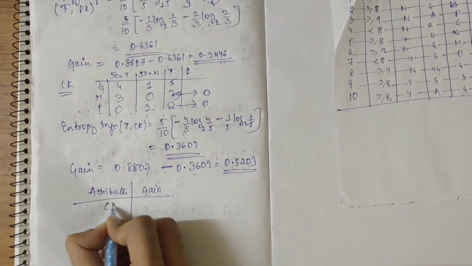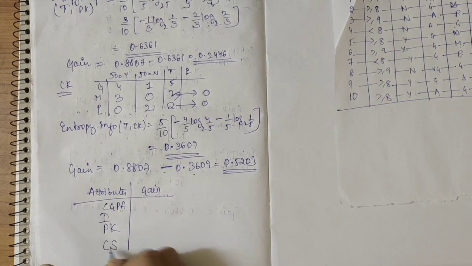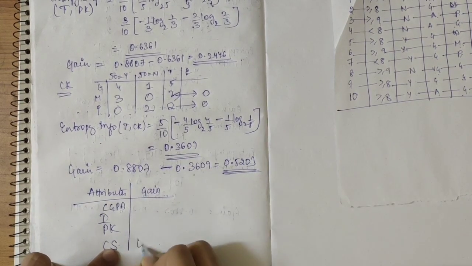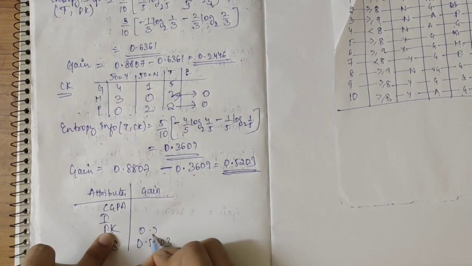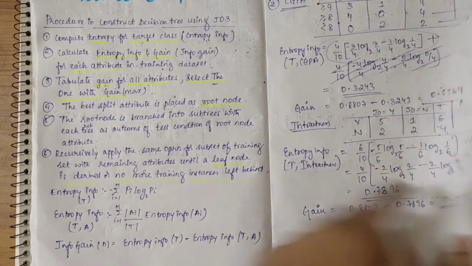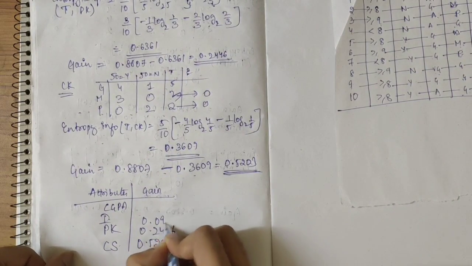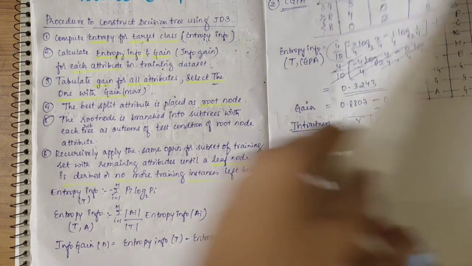The first attribute was CGPA, then I had interactiveness, then practical knowledge and communication skills. For communication skills it is 0.5203. For practical knowledge it was 0.2446. For interactiveness I got 0.0911. And for CGPA I got 0.5564.